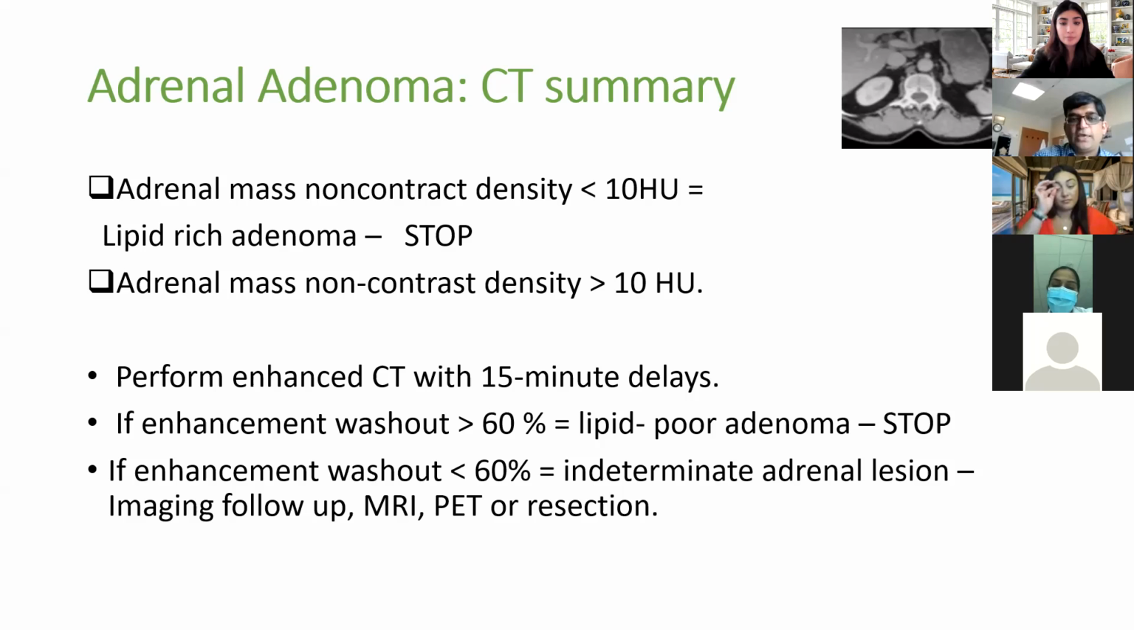So if you have a contrast washout of greater than 60% at the end of 10 to 15 minutes, meaning more than 60% of the contrast that was given has cleared through the adrenal gland, that is a very good sign. This is a sign of benign growth. And that will mean that even if the Hounsfield units are a little higher than 10, the washout is telling us that this mass is benign. If the washout is less than 60%, then that is an area of concern. That mass needs to be followed up with either an MRI or a PET scan, or a different form of imaging.